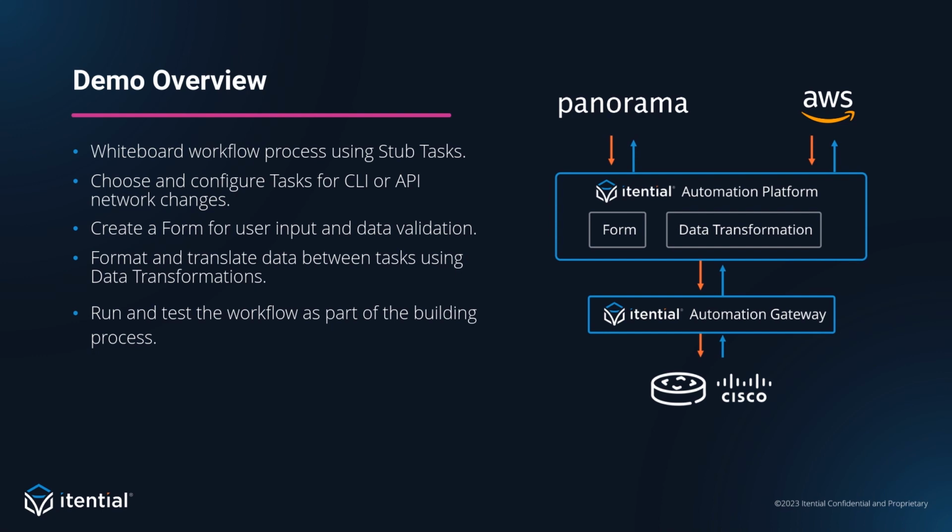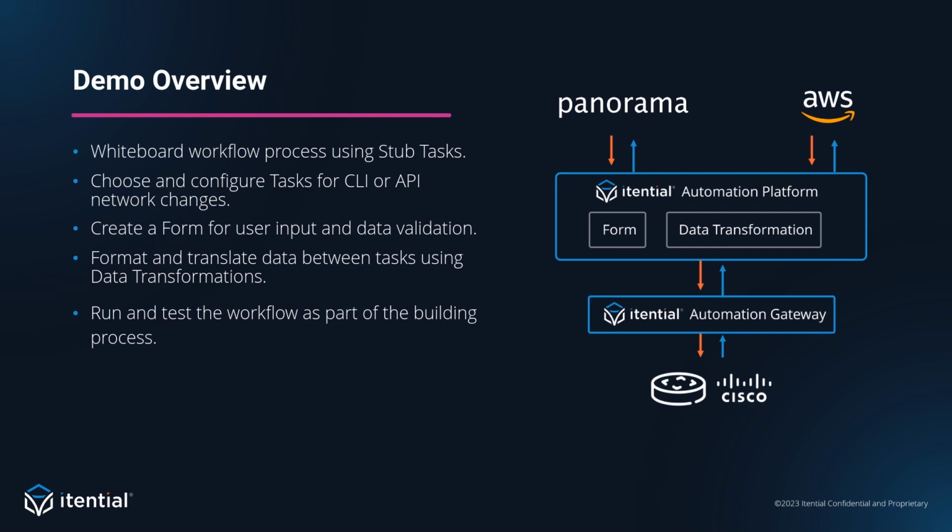So on the right-hand side, we have our architecture, just basic architecture. We'll be working in the Itential automation platform. The Itential automation platform also speaks to another part of our solution called Automation Gateway. This is a separate server or service that runs, and one of the main functions is to allow your CLI-driven devices to be managed, to automate configuration changes, things like that, on your CLI devices.